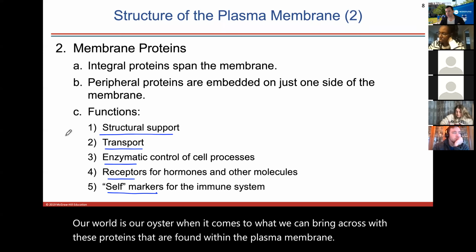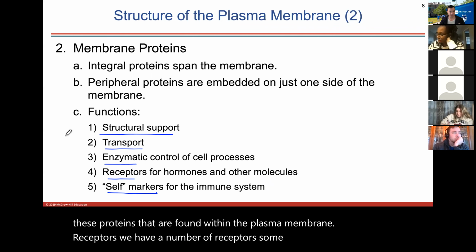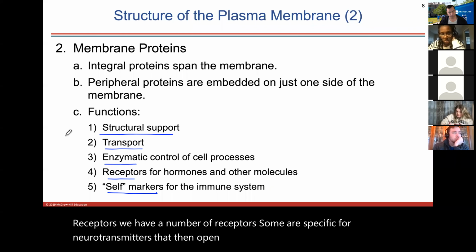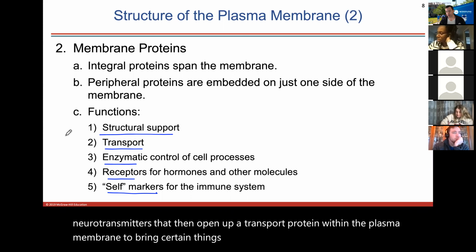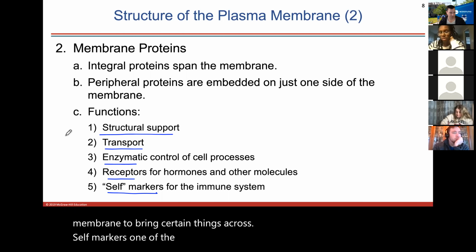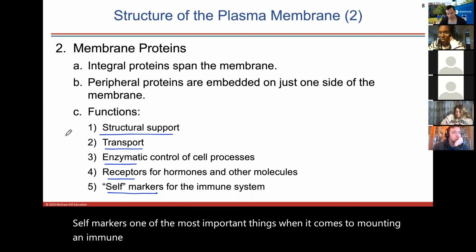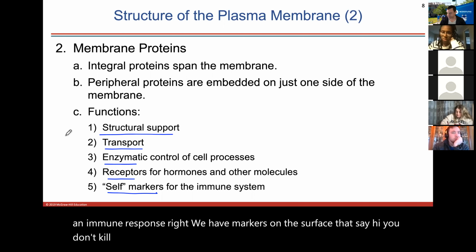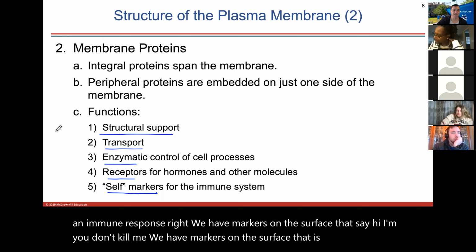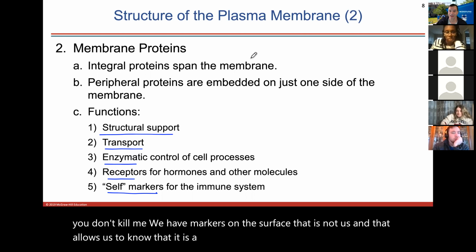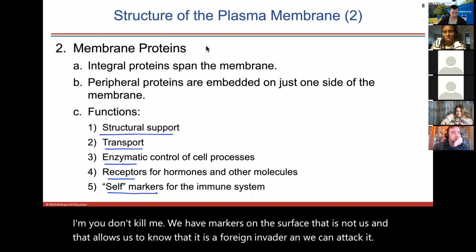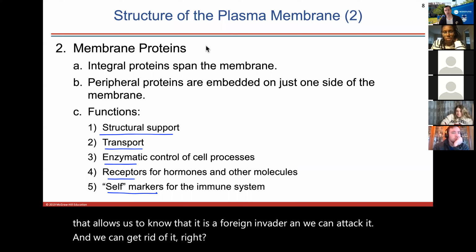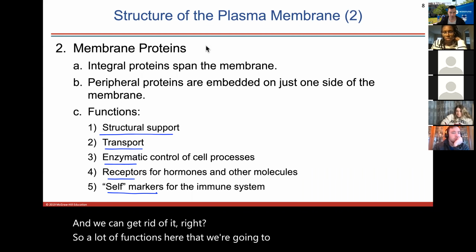Receptors. We have a number of receptors. Some are specific for neurotransmitters that then open up a transport protein within the plasma membrane to bring certain things across. Self-markers. Well, one of the most important things when it comes to mounting an immune response. Right? We have markers on the surface that say, "Hi, I'm you, don't kill me." We have markers on the surface that is not us. And that allows us to know that it is a foreign invader and we can attack it. And we can get rid of it. All right. So a lot of functions here that we're going to be talking about at various different points throughout the semester here.